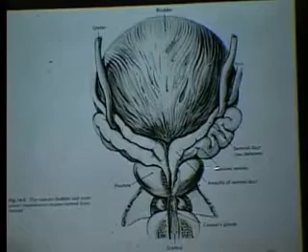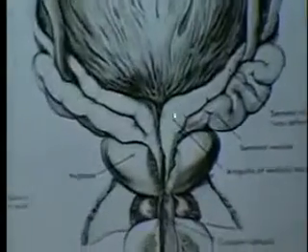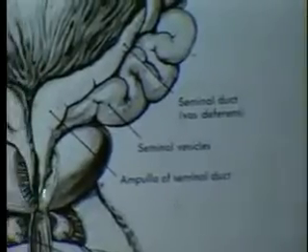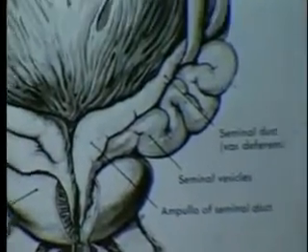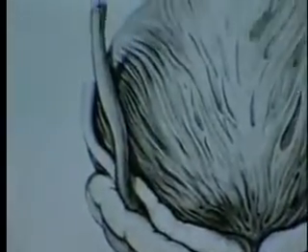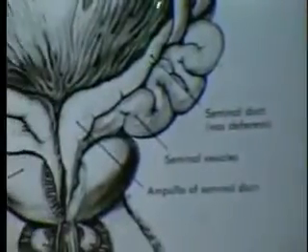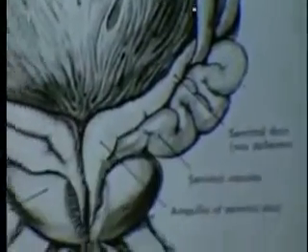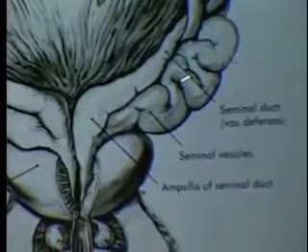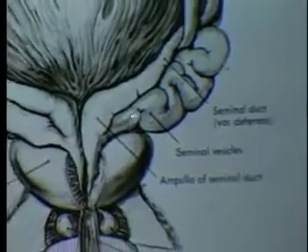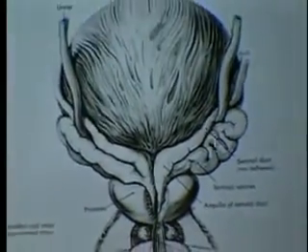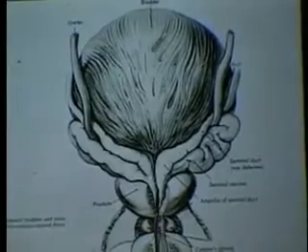We have the seminal vesicles, we have the vas deferens bringing in the sperm. They'll meet here in the prostatic urethra, but here's the ureter coming down with the seminal duct here and the seminal vesicles inferior to the ureter. In the next one, and now we get the whole male urethra.